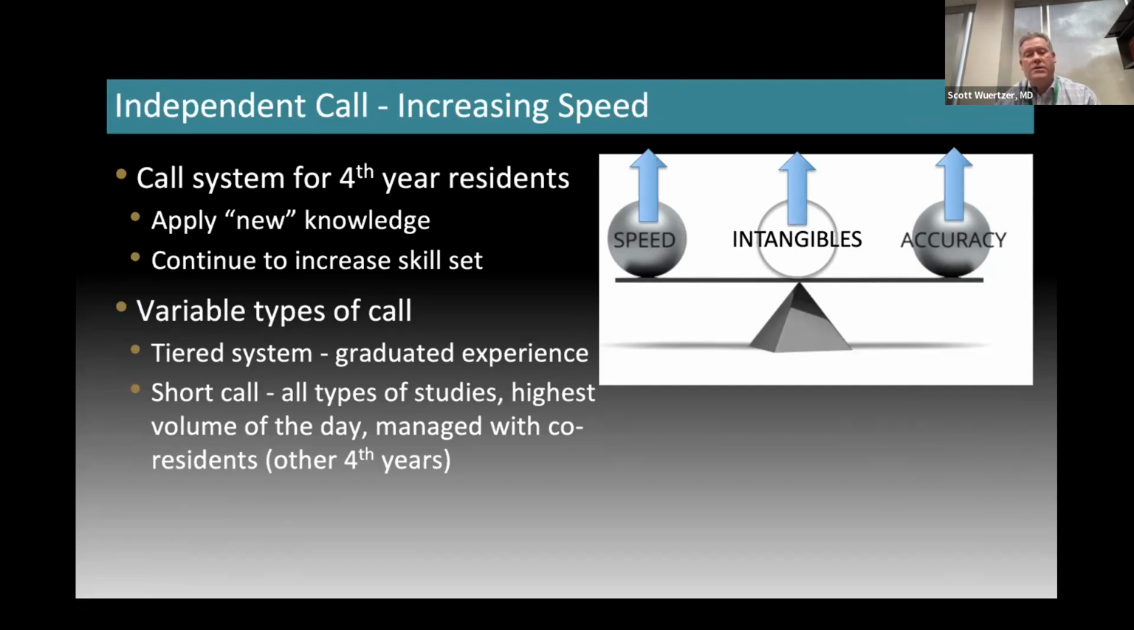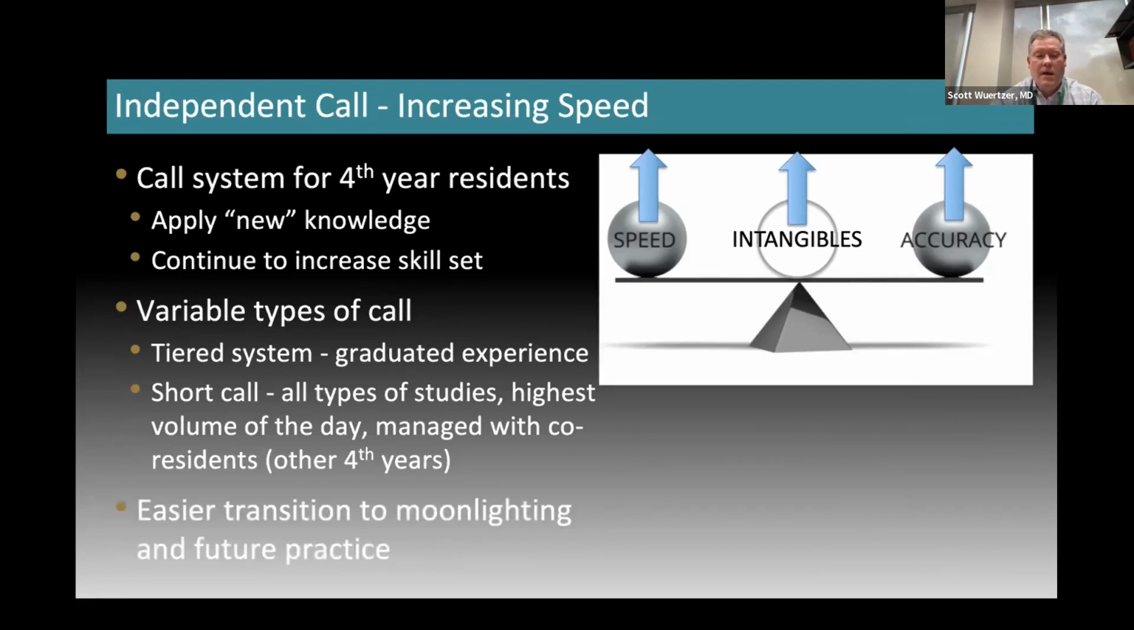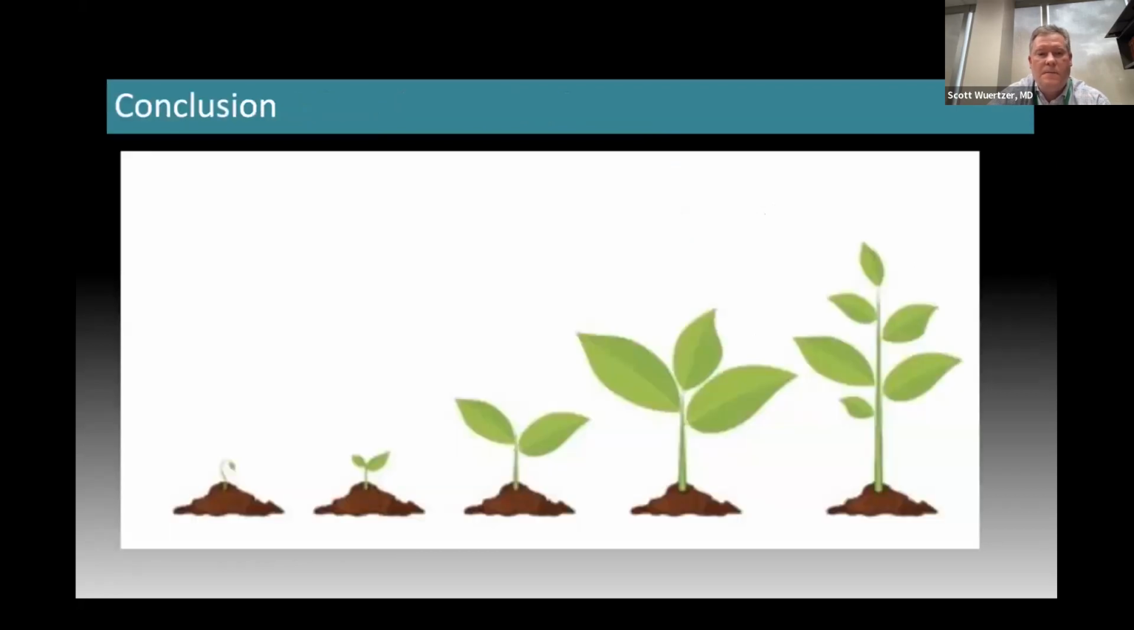It's a high volume, but it's all different types of studies, and they feel very confident when they finish this call. And again, I think it allows them to get ready to moonlight if they want to do that, and it gets them set up for future practice. So that's how I think that an independent system can help with speed. Just a few things to wrap things up.